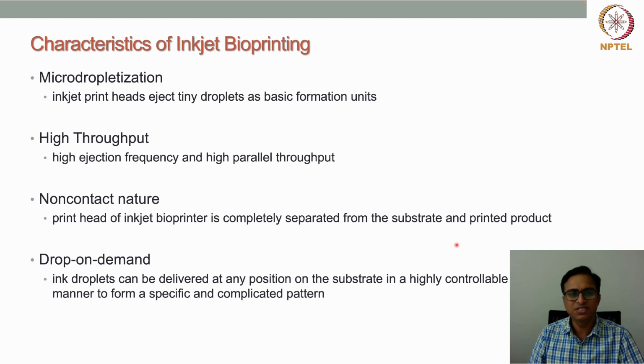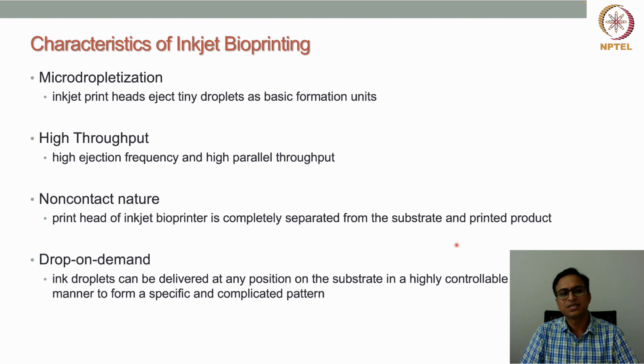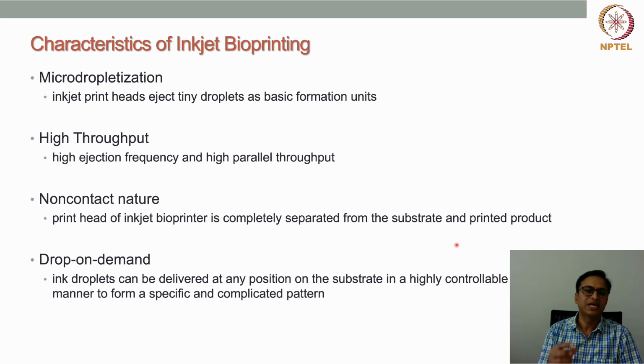A few characteristics of this inkjet printing technology, if you want to understand: the first is, because the main mechanism of printing is droplet generation, micro dropletization is an important characteristic of this inkjet bioprinting technique, where it ejects tiny droplets as the basic formation units. So it generates these droplets, and with those droplets we are creating the whole 3D structure. So this is an important characteristic of inkjet bioprinting.